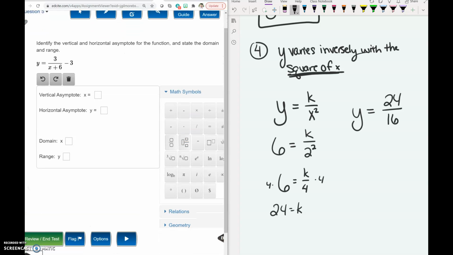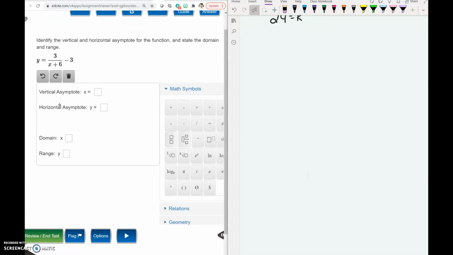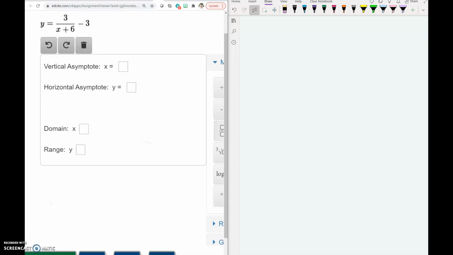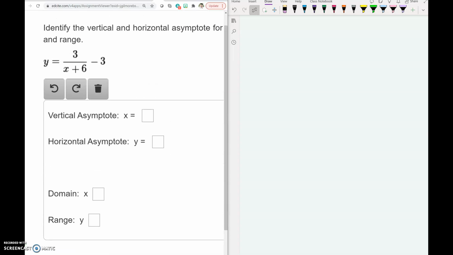Okay. Identify the vertical, horizontal asymptote, state the domain and the range. So this is the one that I definitely want you to see how you need to enter this. This is a type 1. So notice there's not x's on the top and the bottom. There's only x's on the bottom. The vertical asymptote is the same no matter which type. So what is the vertical asymptote here? X equals -6. And notice the x equals is already there. You just have to type in the -6.